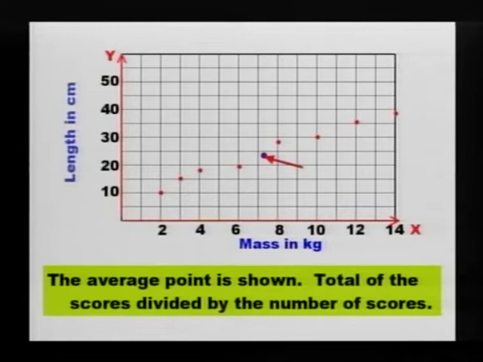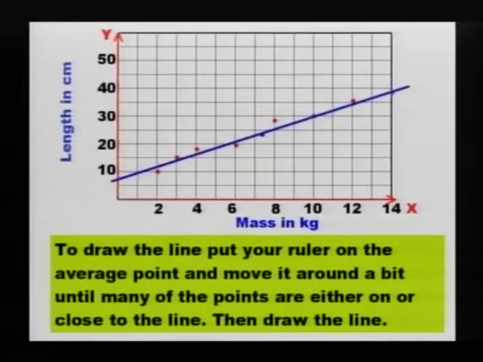Okay, what I did was I calculated the average point using the values that were on the table, and I plotted it and indicated it on the graph. So the average point is shown. I have also shown you the way to calculate the average point. It's the sum of the numbers on the table of values divided by the number of those numbers.